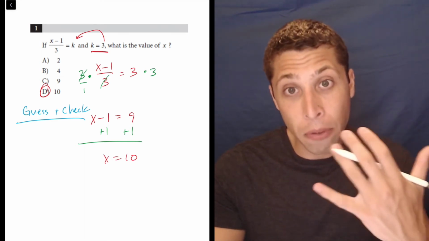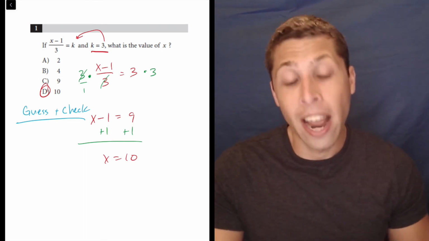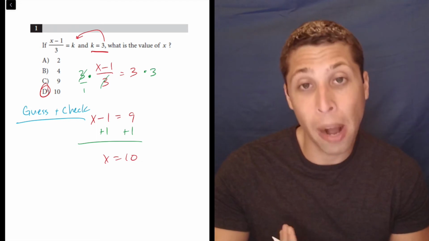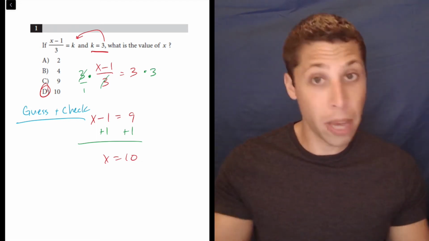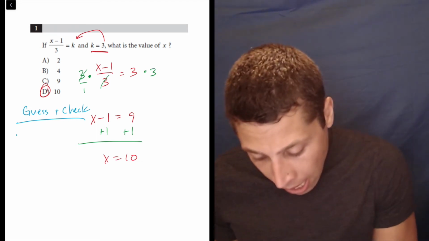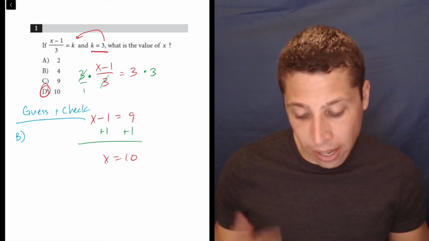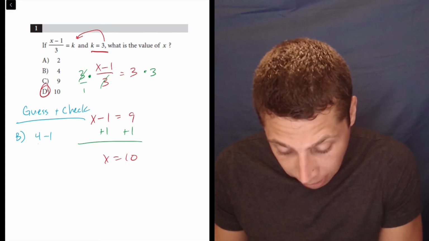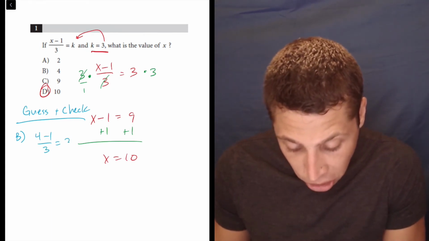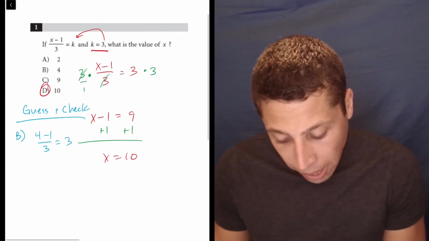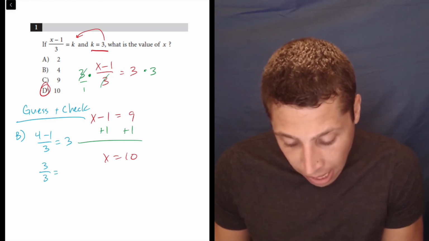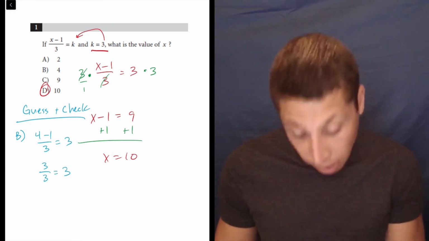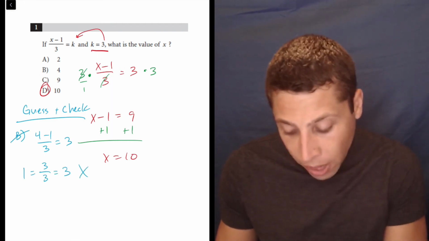So if you prefer to do arithmetic, then do arithmetic. All of these are possible values of x, so you could just pick one. I usually start with B, and then you could very easily test it out and say, okay, well, if x is 4, then that's 4 minus 1 over 3, which is supposed to equal 3. Well, 4 minus 1 is 3, and 3 over 3 is not equal to 3. 3 over 3 is equal to 1, so that doesn't work.